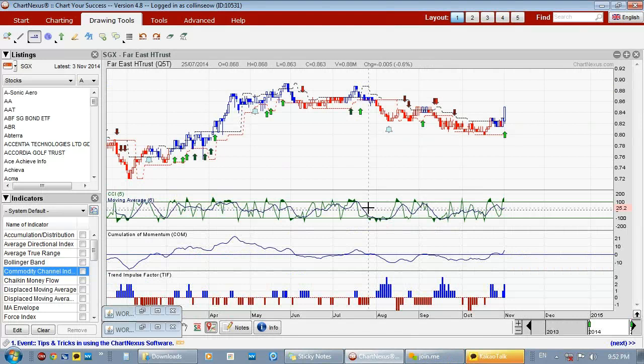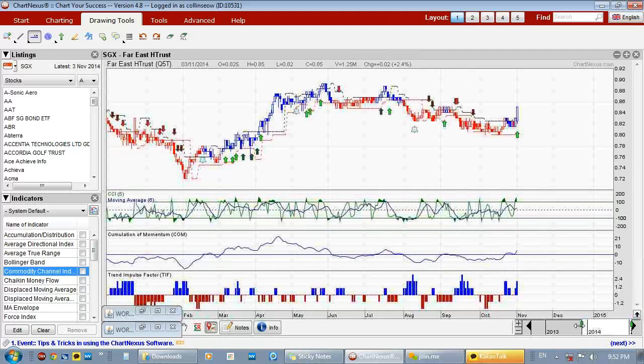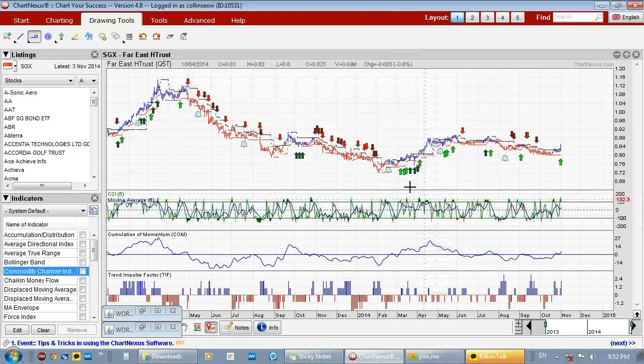Far East Trust. Regarding all the REITs, I think I've shared before that using the system, the result tends not to be so good, frankly. So be a bit more cautious using the GPS or the CSI system on REITs. It tends not to perform so well on REITs. Nevertheless, this is a buy signal.